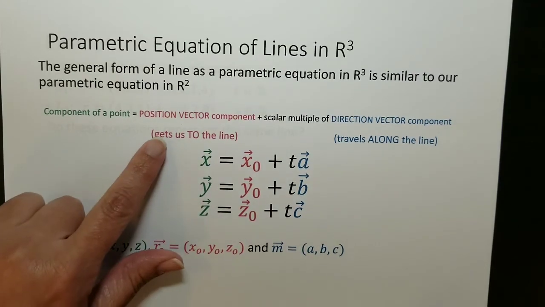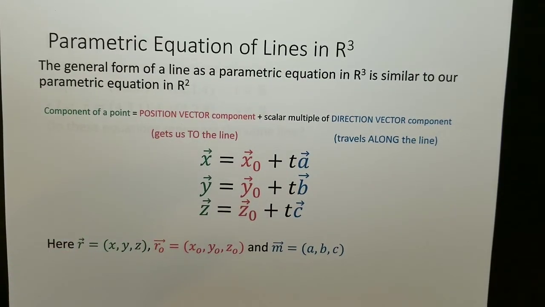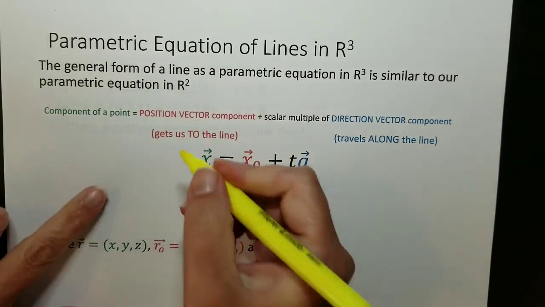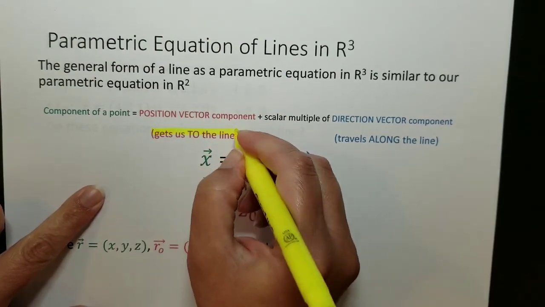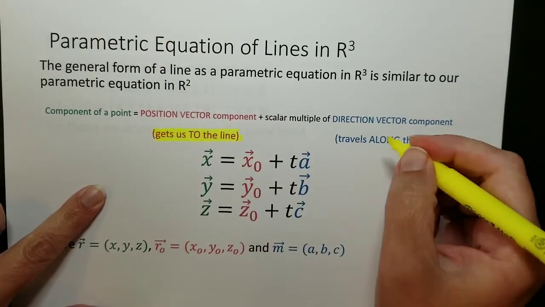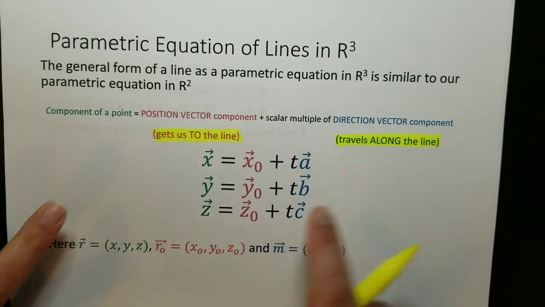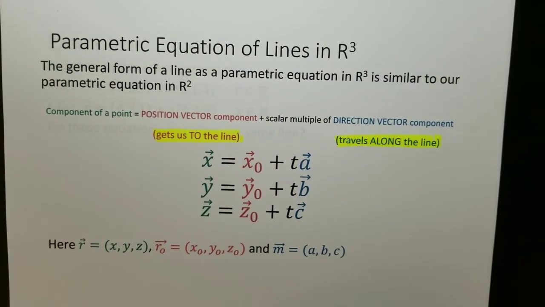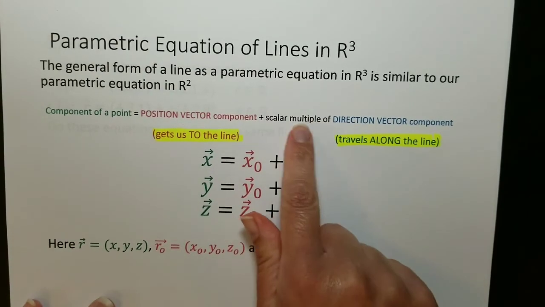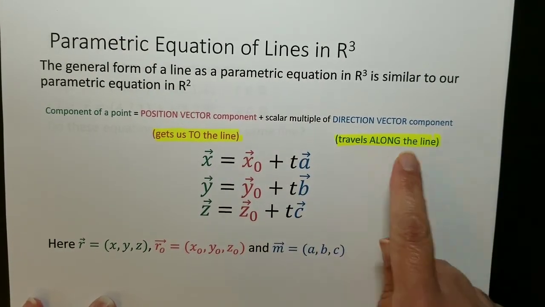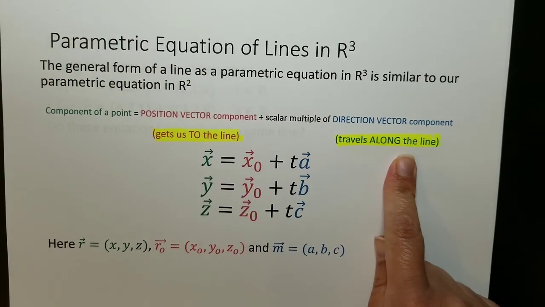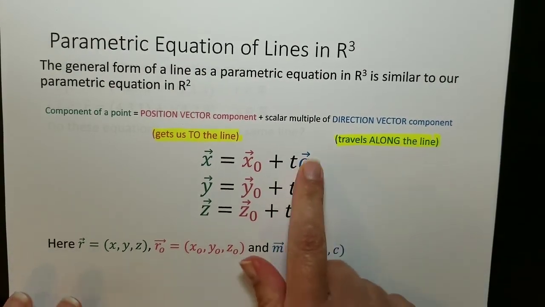Remember this. This is the number one most important thing right here, and it's not even an equation or anything. It's get to the line and then travel along the line. Those are the things that you really need to remember. First, you get to the line, that's a point on the line, and then a scalar multiple of the direction that goes along the line. If you remember that, you don't need to memorize all of these.